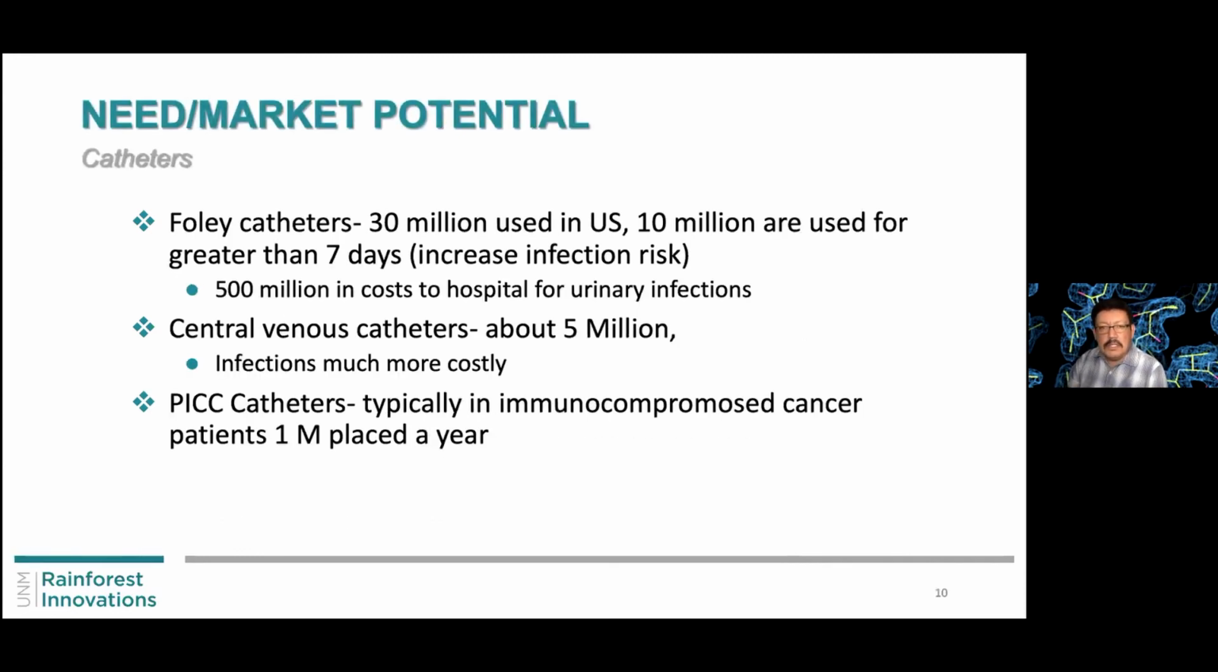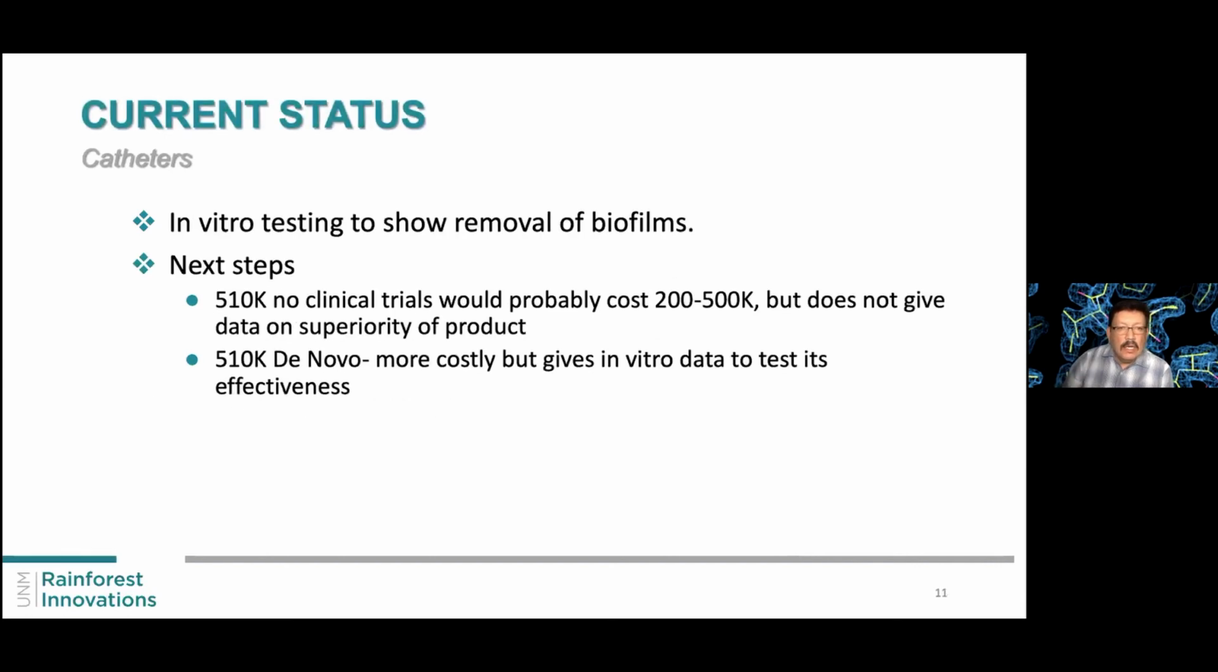As far as catheters, there are 30 million Foley catheters used per year in the US. 10 million of those are used for long-term catheterization, which increases the risk of the formation of these biofilms and therefore infection. This slide also gives data on central venous catheters and PICC catheters as well. So the current status is that we have in vitro testing that clearly shows the efficient removal of diverse biofilms. Next steps are indicated here as well.